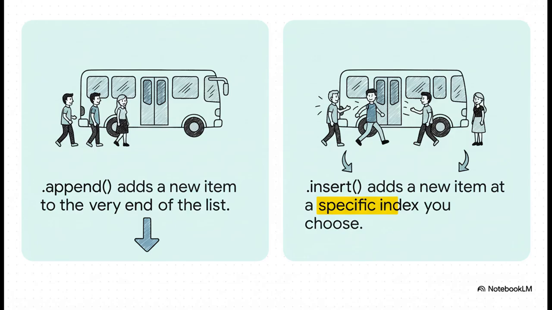So, here's the bottom line. It's all about picking the right tool for the job. You want fast and easy and you're adding to the end? Use append. You need to place something in a very specific spot? That's when you reach for insert.